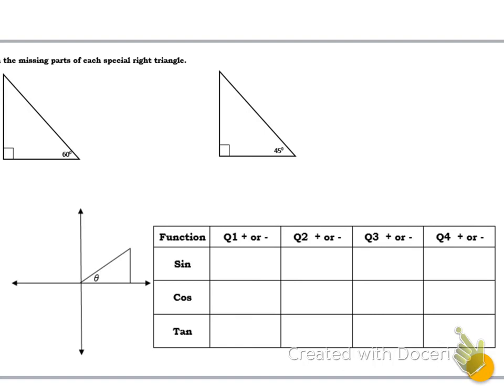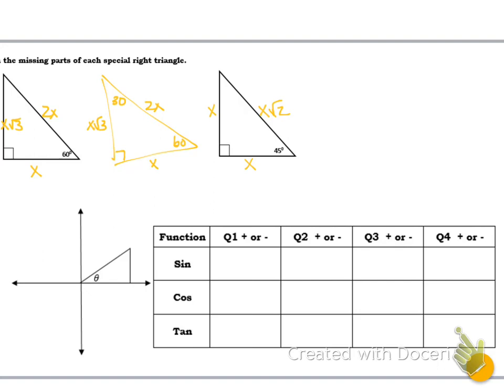Okay, so in a 30, 60, 90, remember across from 30 is x, across from 60 is x square root 3, across from your right angle is always 2x. I'm going to draw it twice because we're going to look at it from the 30 and the 60. Across from 60 is x square root 3, 2x, and x, and then my 45, 45, 90, x square root 2.